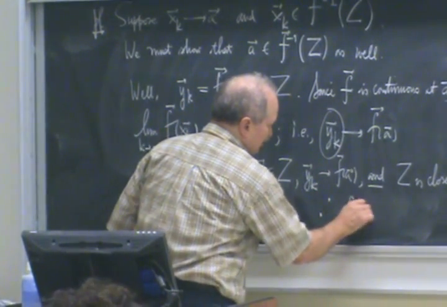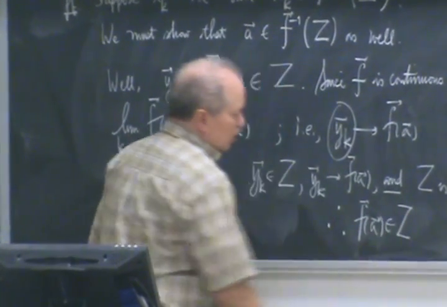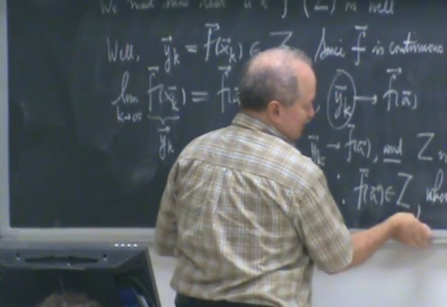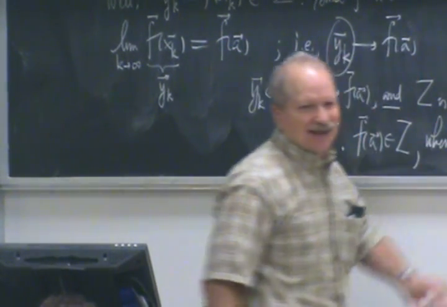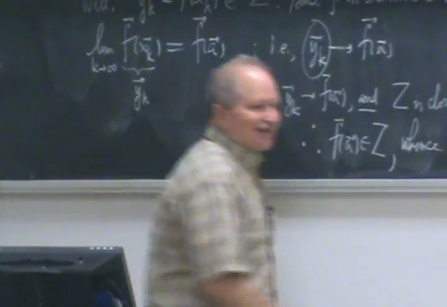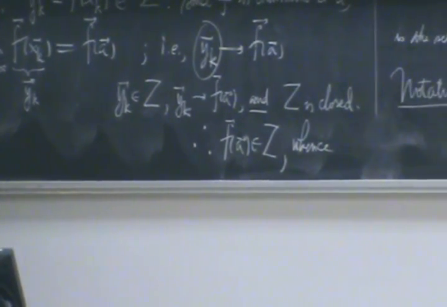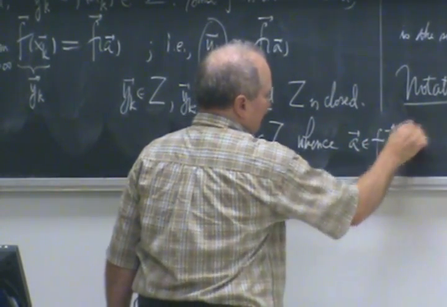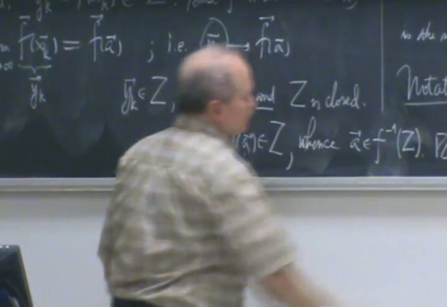Therefore, f of A is in Z, which means I get to be fancy and say whence. First time in the whole class I've been fancy. Whence what? A is in the preimage. A is in the preimage, and that's what we wanted. End of proof.